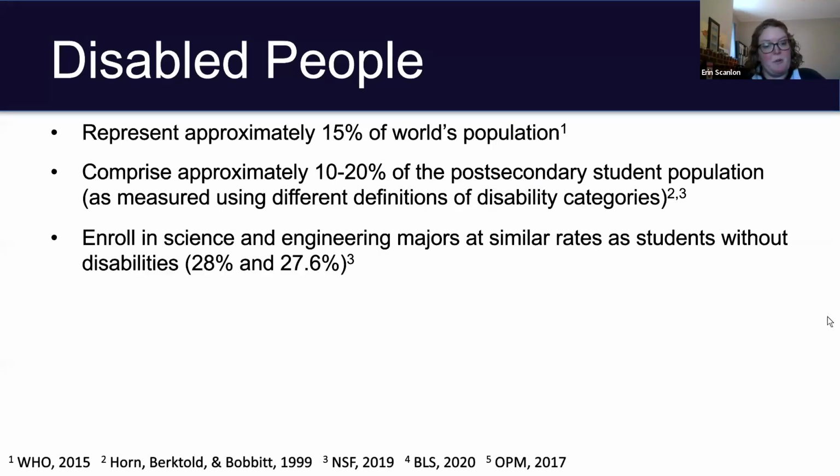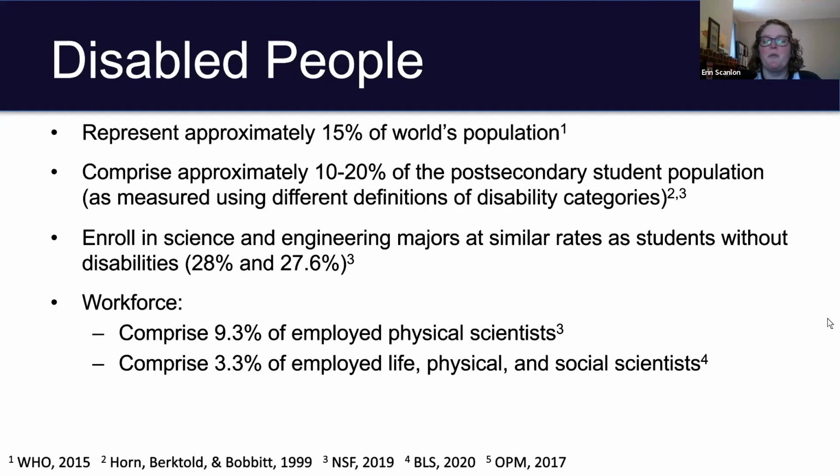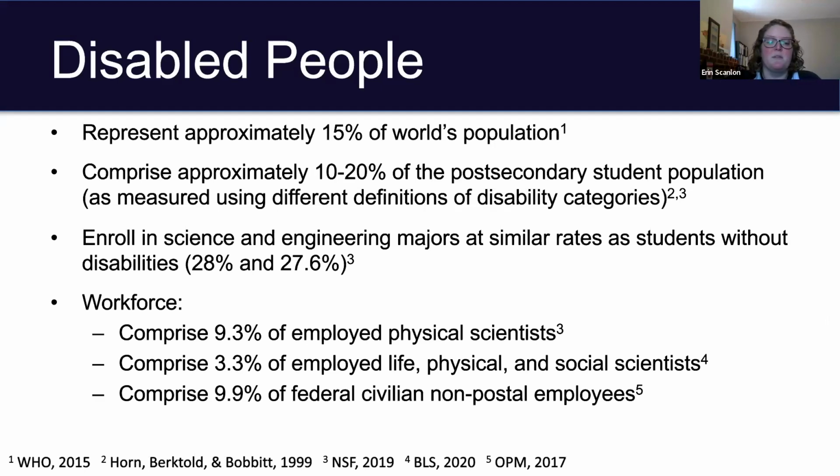Disabled people also enroll in science and engineering majors at similar rates to students without disability. So that's about 28% of the different student populations. If we look towards the workforce, disabled people represent about 9% of employed physical scientists, about 3% of life, physical, and social scientists, as well as comprise about 10% of the federal, civilian, non-postal employees.